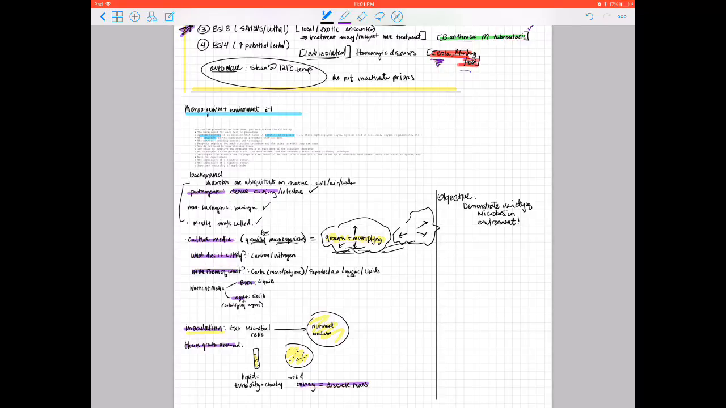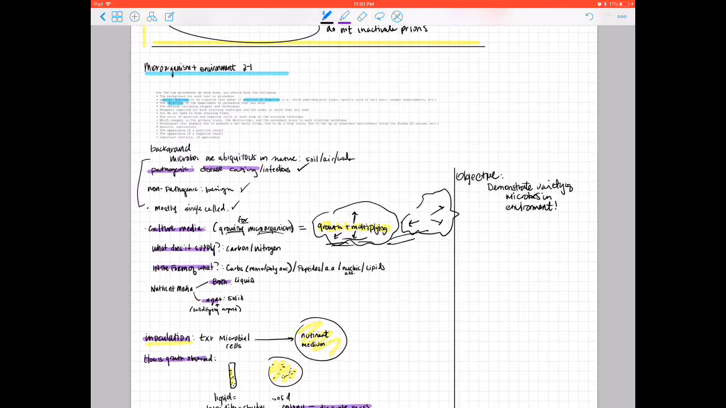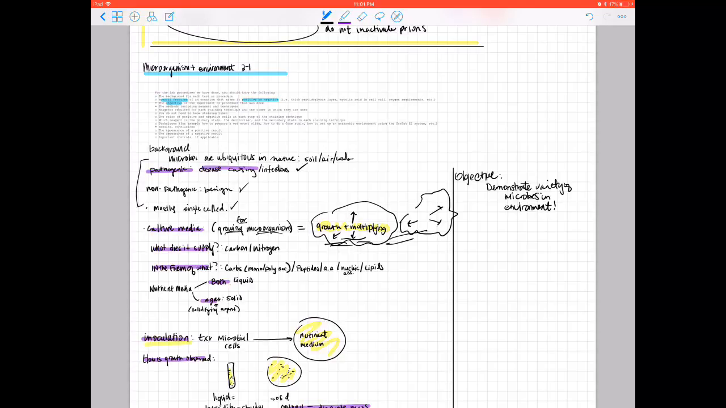That's drawn horribly, but hey, I tried. What does it supply? So here's a question that she might ask: what does culture media supply? And your response would be carbon or nitrogen, right? It'd be tricky here, right?